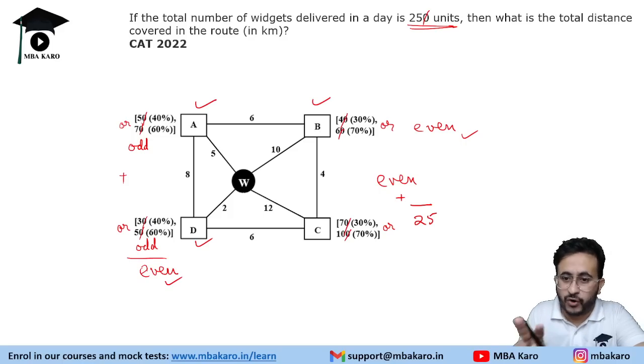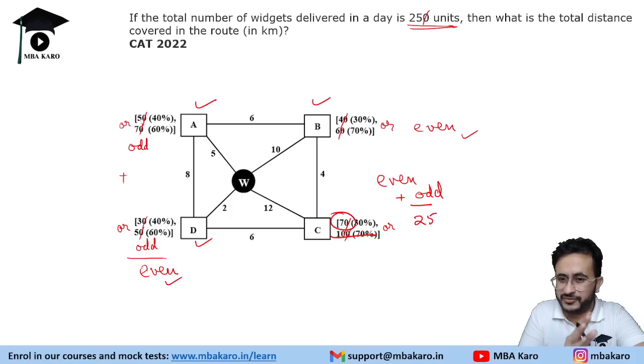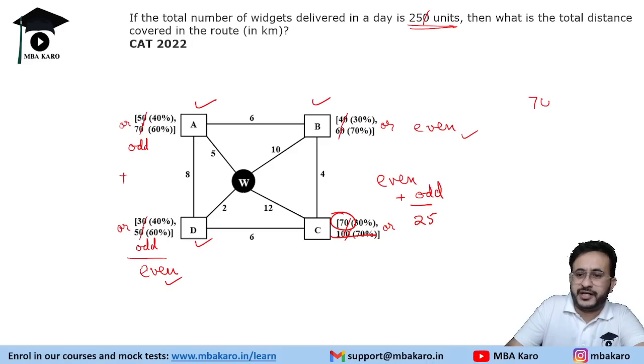Now, even plus odd is odd. We have to get a total of 250. I mean, we are ignoring the zero part. So we need to add an odd number. So we know that it is going to be 70. Yeah, so that makes it very simple to figure out that it is going to be 70. Now, if you take 70 out of 250, we are left with 180.